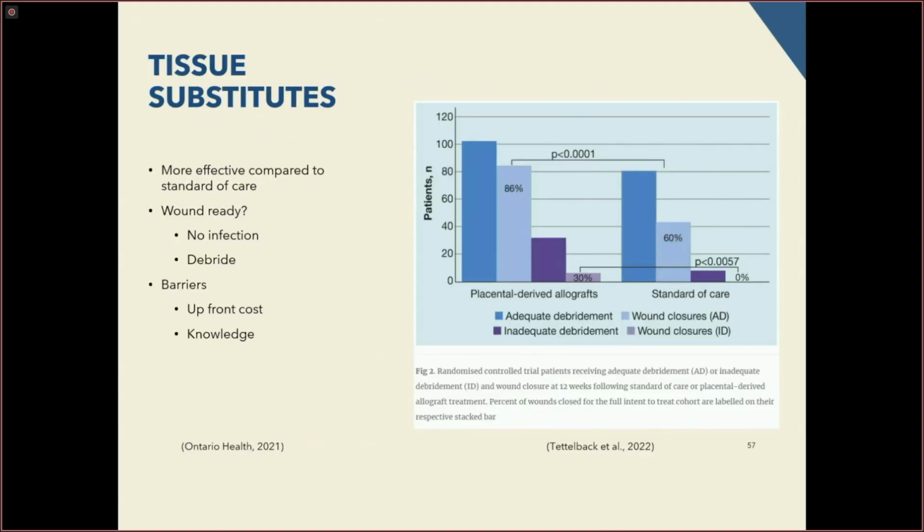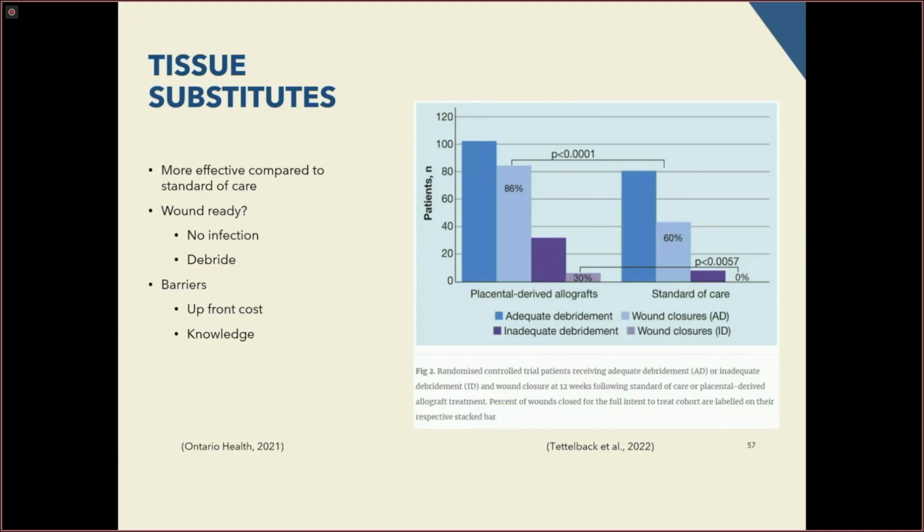So what do the studies tell us? This is the most common question I probably get on Epic Chat: what do I put on their wound? Right, what do I need to put on this diabetic foot wound? And the vast majority of the studies are on tissue substitutes. And these percentages, it says 86%. Keep in mind, this is 86% were closed with adequate debridement, standard of care, tissue substitutes in 12 weeks.